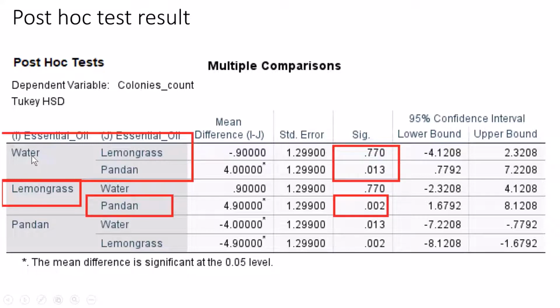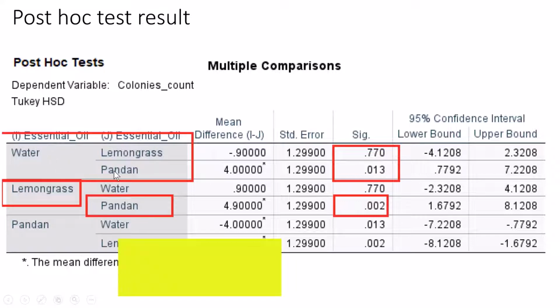So here you can see that for water and lemongrass, the significance level is 0.770. So this is actually bigger than 0.05. Therefore, you will accept the null hypothesis. So there's no significant difference between water and lemongrass. And then comparing water and pandan, you can see that it's 0.013, so that is smaller than 0.05. So you will reject the null hypothesis, and at the 5% significance level, you are 95% sure it is not due to chance. There's a significant difference between water and pandan.